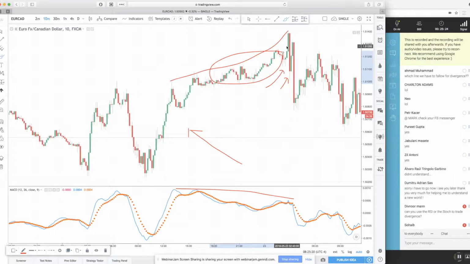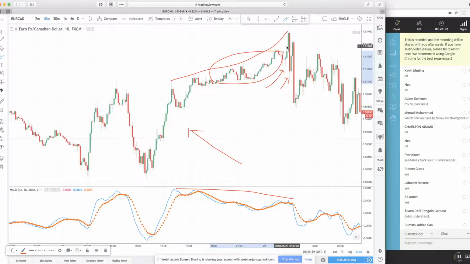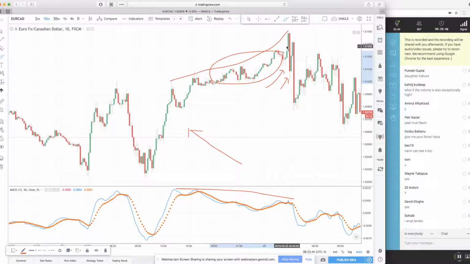So a divergence basically is telling you when people just ran after the market for no reason, and divergence is telling you something is wrong. It does not tell you hit the sell right now. It means something is wrong. Okay? So far so good. Everyone with me? Everyone understand?